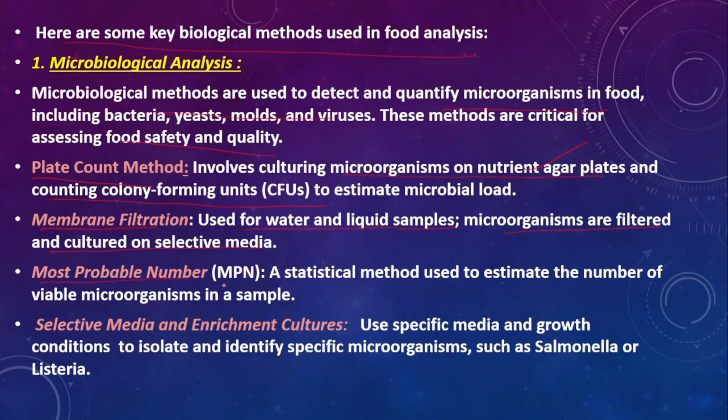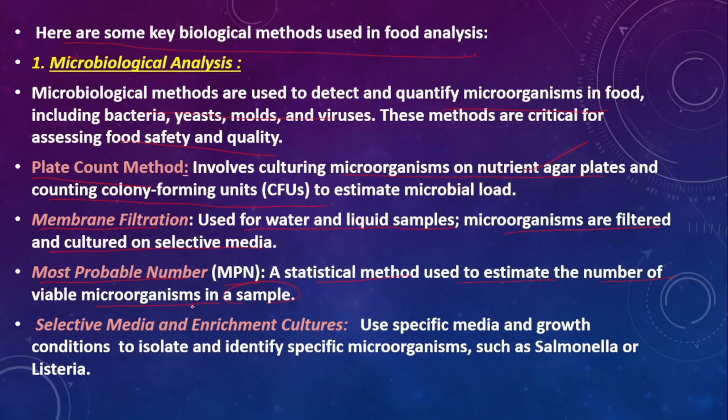Most probable number, MPN, a statistical method used to estimate the number of viable microorganisms in a sample. This is used to estimate the concentration of the viable microorganisms in a liquid sample. It involves inoculating a series of test tubes with a serial dilution of the sample and observing for microbial growth. After incubation, the pattern of positive and negative tubes is then compared to an MPN table to estimate the microbial concentration. This method is commonly used for detecting the coliform bacteria in water.